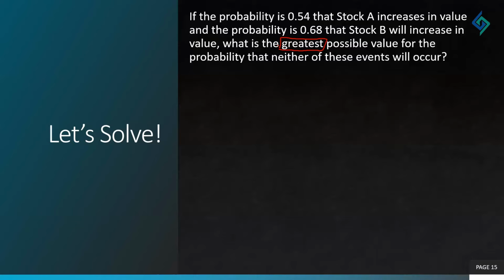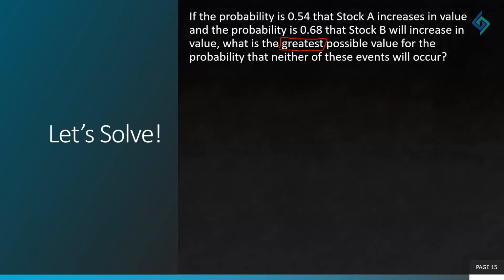And the question is also not specifying particularly, right? Explicitly, it is not specifying whether the events are independent or exclusive or dependent. So which means I have to consider all the possibilities and then figure out that among the different possibilities, which possibility will give me the greatest possible value for the probability that neither stock A nor stock B will increase in value. Okay. Now let's first go with the instinctive approach.